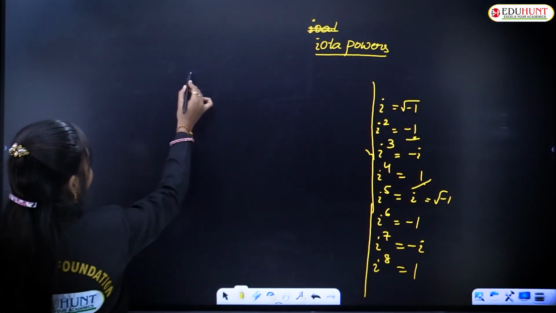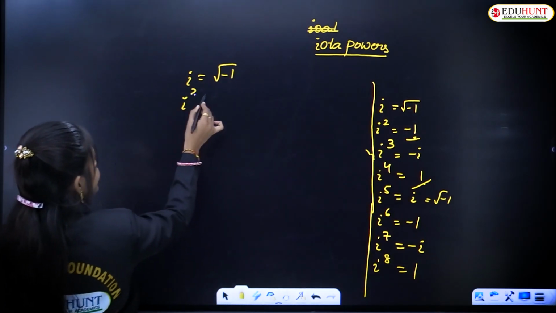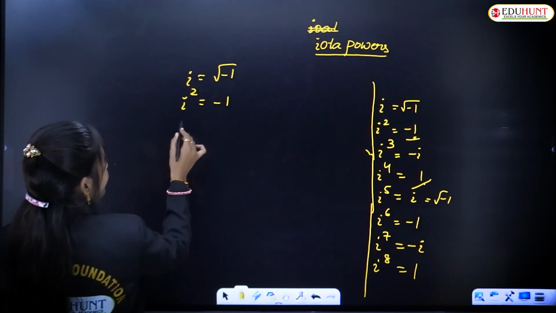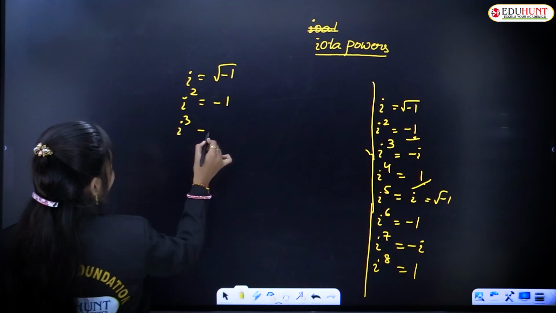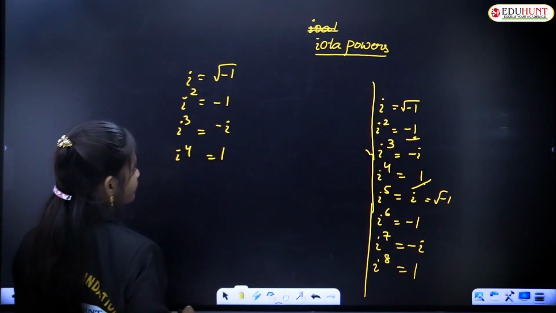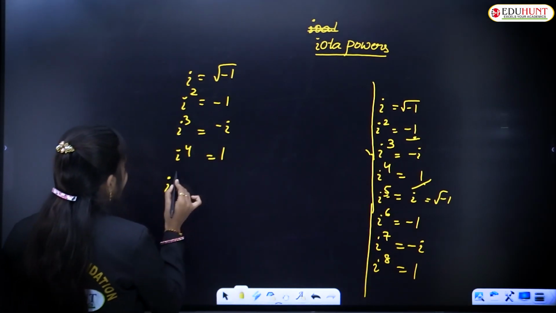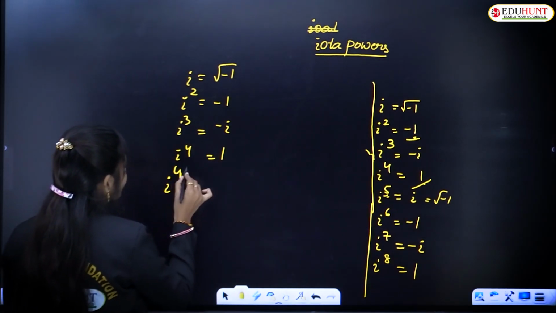So first, i. i is equal to the square root of minus 1. i squared is equal to minus 1. And i cubed is equal to minus i. i to the power 4 is equal to 1.